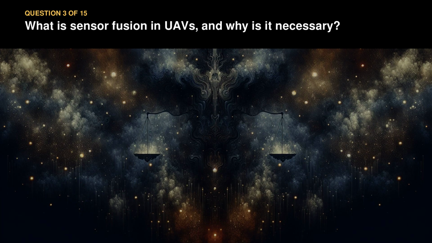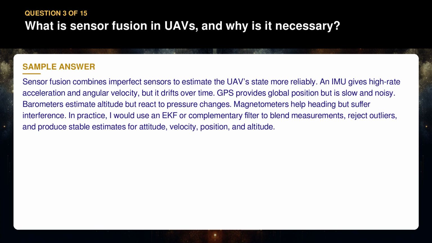Question 3. What is sensor fusion in UAVs, and why is it necessary? Sensor fusion combines imperfect sensors to estimate the UAV's state more reliably. An IMU gives high-rate acceleration and angular velocity, but it drifts over time. GPS provides global position but is slow and noisy. Barometers estimate altitude but react to pressure changes. Magnetometers help heading but suffer interference.